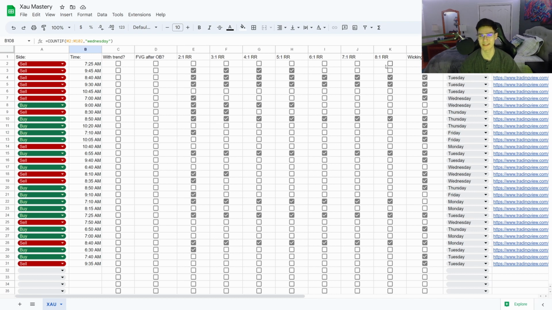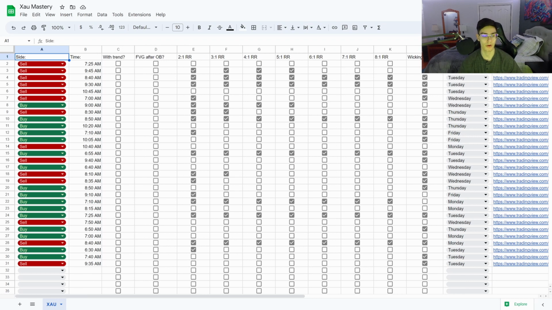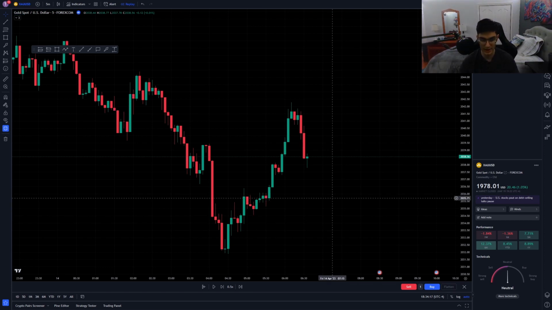Besides that, all I have is some conditions that I occasionally change, such as, was it with the trend? Was there a fair value gap? Right now, I haven't been worrying about these because I just want to see what the win rate is, but I'll also put the day of the week and any notes if I need to. But I'm going to come back to where I left off in my backtesting. So this is where I left off right here.